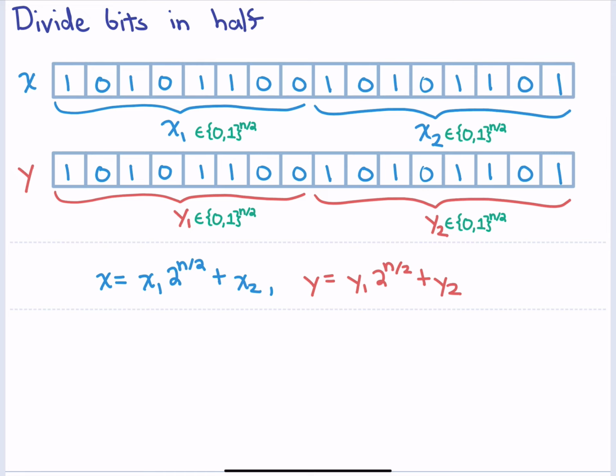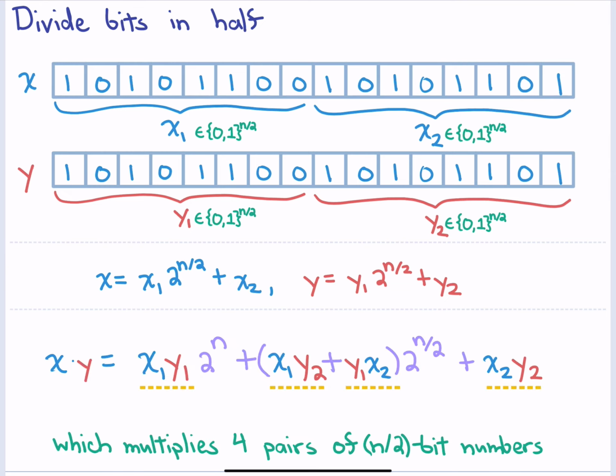Okay, so if we did divide and conquer, then we can, for example, write out this kind of thing. So if I just distributed, right? If I multiplied x1 times 2 to the n over 2 plus x2, times y1 times 2 to the n over 2 plus y2, and just distributed, right? A plus b times c plus d is like a times c, and so on.